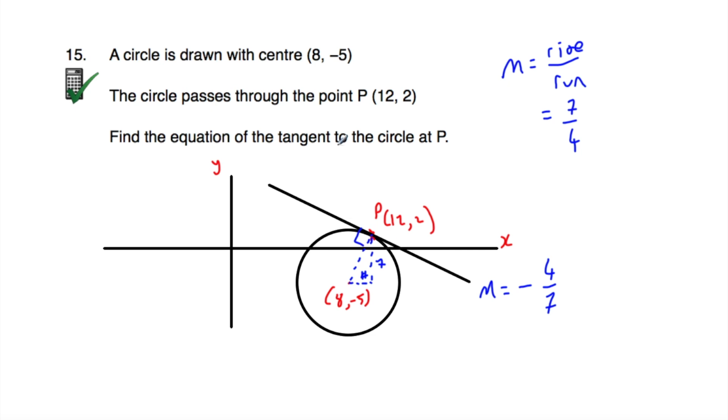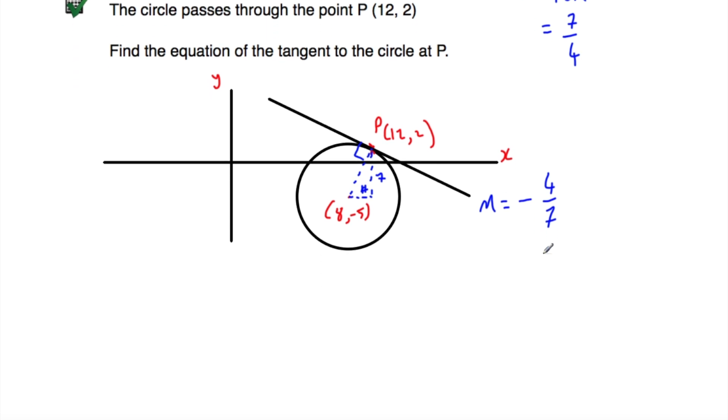Now we're trying to find the equation of the tangent, so it's going to be in the form y equals mx plus c. We know the gradient of the tangent is -4/7, so y equals -4/7 x plus c. So we now just need to find c, the y-intercept. Now we know it passes through the point P, which has coordinates 12, 2. So the x-coordinate is 12 and the y-coordinate is 2. So if we substitute those in, we can find out what c is.